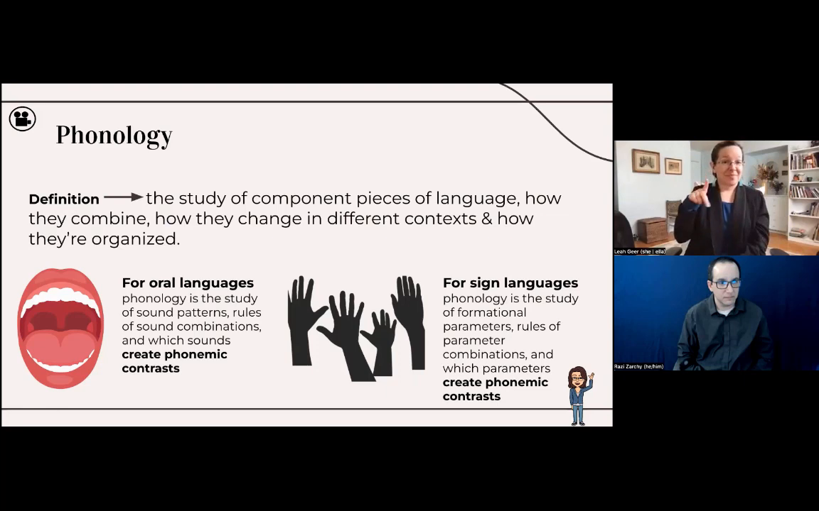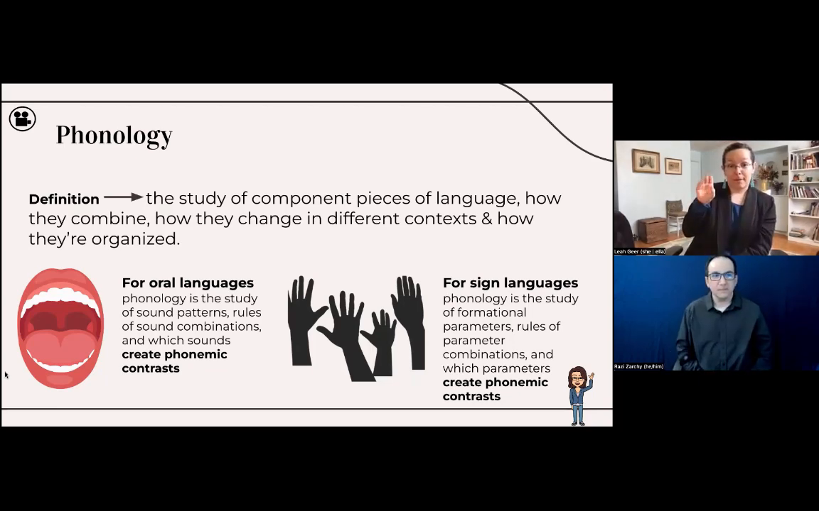To get us started, we'll dive right into phonology. Just a brief anecdote, I can't help myself, before we focus on this slide here. A story I heard about the sign that we use to produce phonology was actually borrowed from British Sign Language.